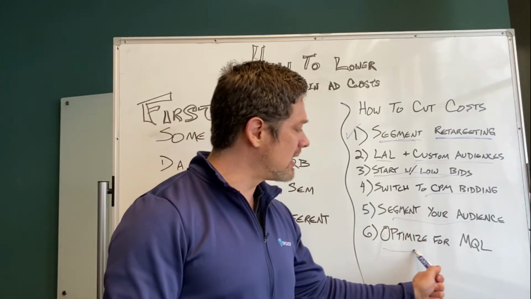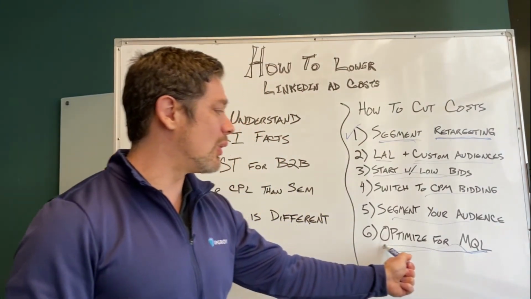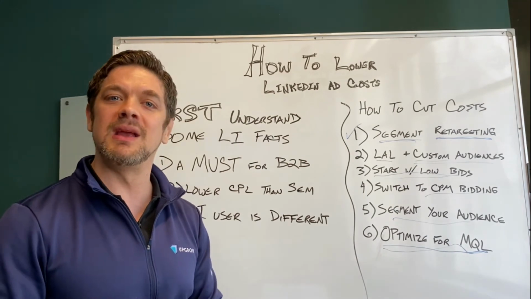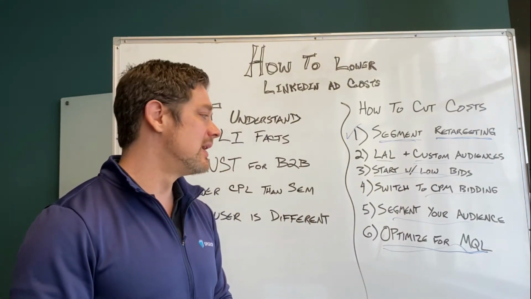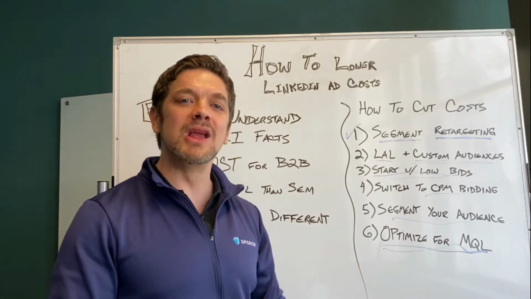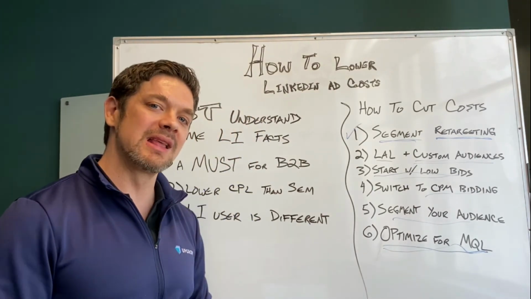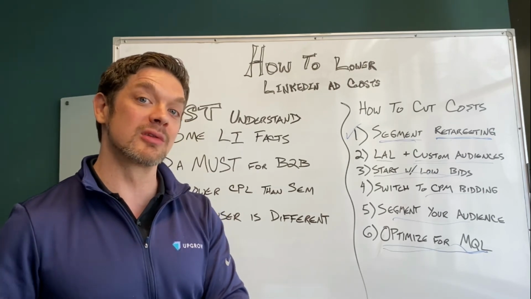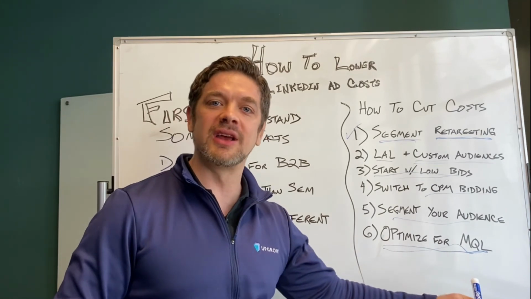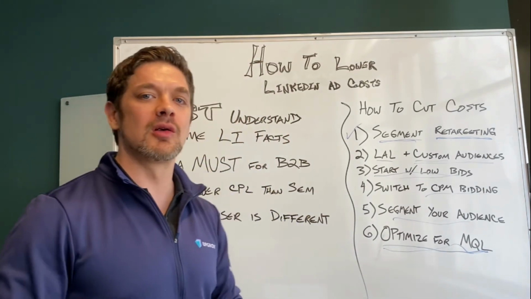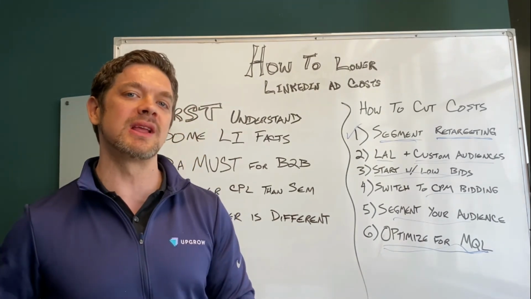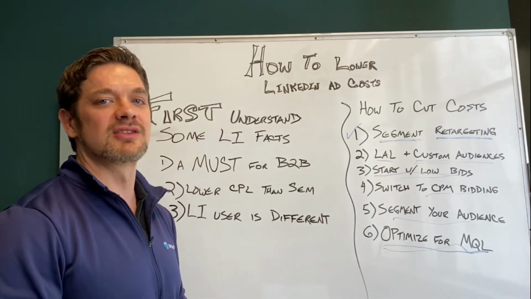And then optimize for MQL, marketing qualified lead. Not specifically MQL, it could be SQL, a sales qualified lead. But what I'm basically getting at here is don't just optimize for any old lead. You want the qualified leads that are closing and becoming booked revenue for you. So look at your Salesforce data or your HubSpot data or your CRM data and see which leads are actually becoming high quality leads that are closing with your sales team.